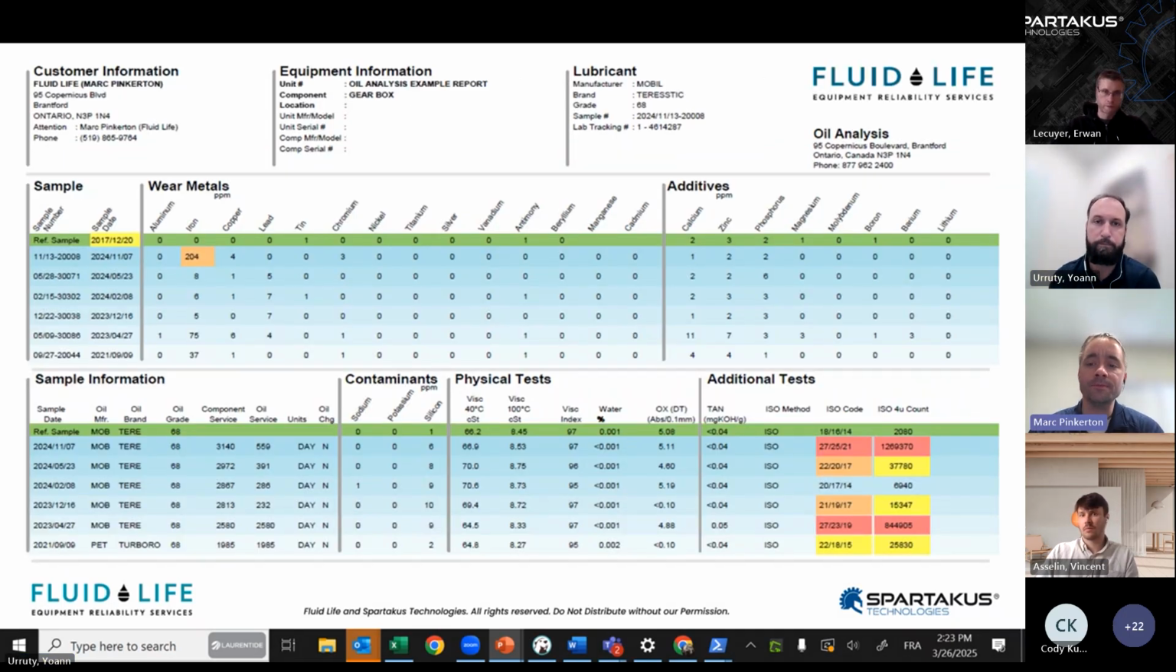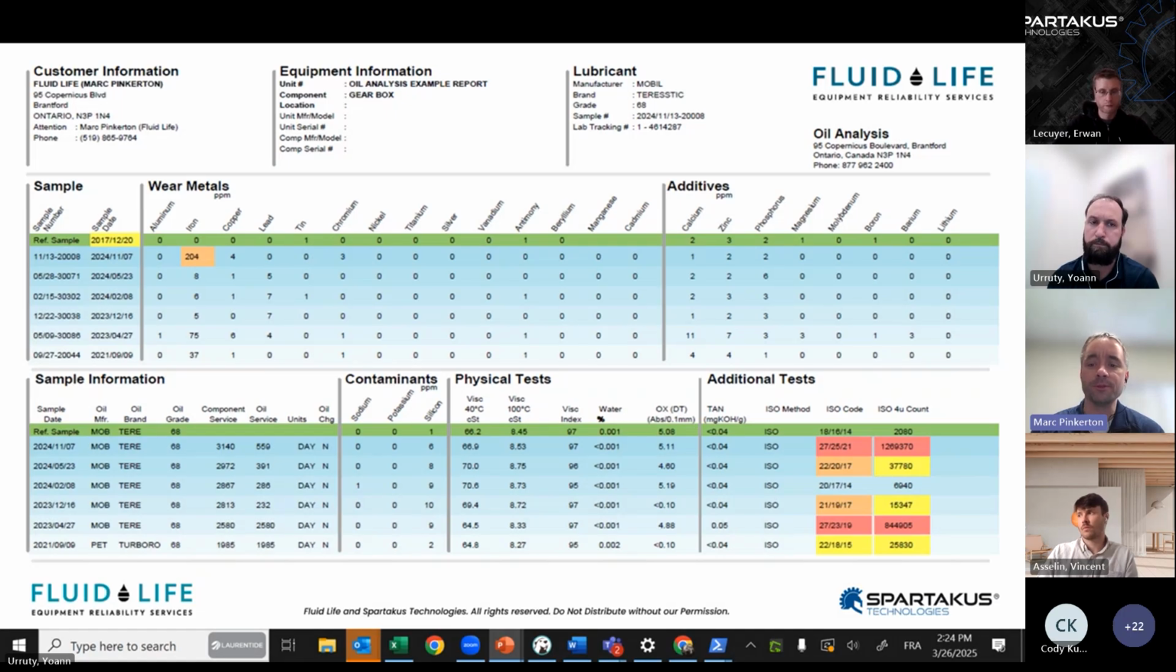This is just a random oil analysis report I pulled from our database. We won't go into too much detail about specifics and how to interpret results, but just to give everyone an idea of what these reports look like. We do assign flagging. We do try and help everyone determine criticality of the report, right? So it's nice to get these numbers here.